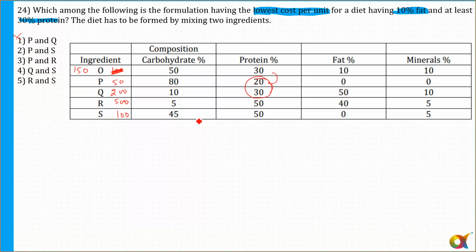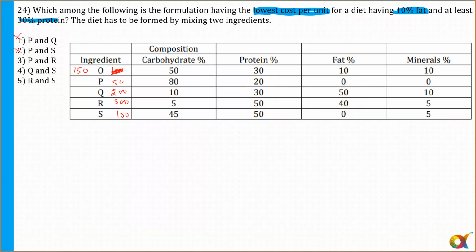Now option 2 says P and S. In P the fat is 0, in S the fat is 0. So P and S will give me an overall fat of 0%. But I need 10% fat. So because of this, option 2 is also rejected. That is not possible. So option 2 is out, option 1 is out.